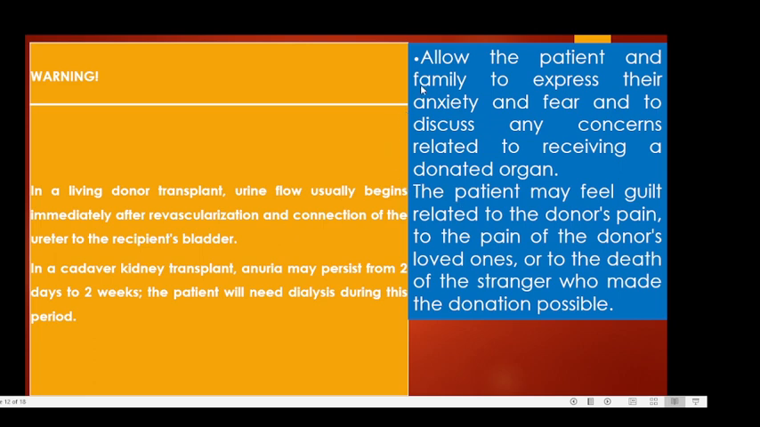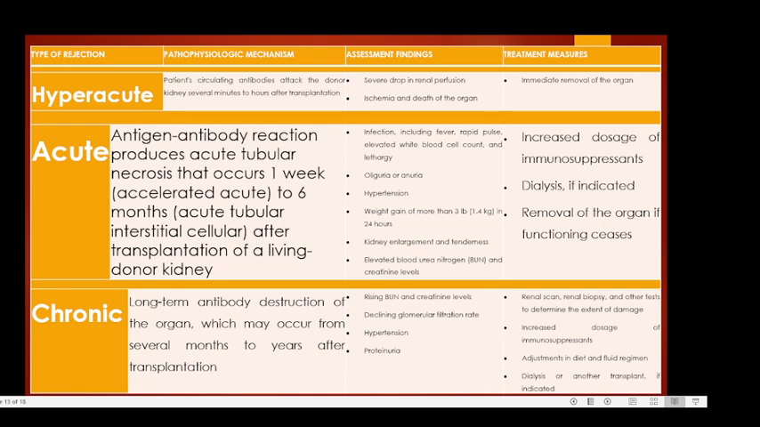Okay? So always allow the patients and the family to express their anxiety and fear and to discuss any concerns related to receiving the donated kidney. Remember, the patients may feel guilty related to the donor's pain or to the pain of the donor's loved ones or to the death of the stranger who made the donation possible, and such also needs to form part of your care as a nurse as you give holistic care to this patient.